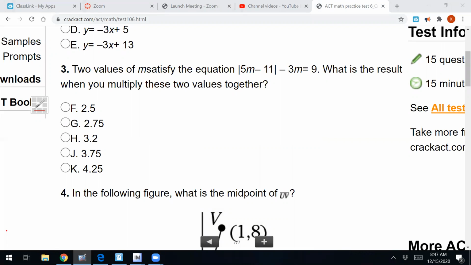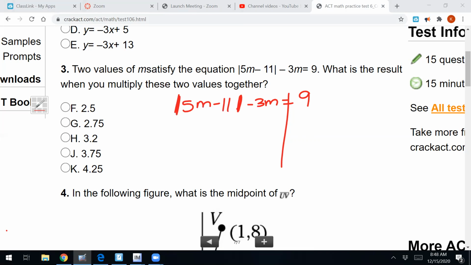So it says two values of m satisfy the equation absolute value of 5m minus 11 minus 3m equals 9. What is the result when you multiply these two values together? Okay, so what did you do to solve this? You don't remember absolute value? Okay, when you do absolute value, you have to isolate what's inside the bars. So we need to get that by itself. So how do I get rid of that minus 3m?